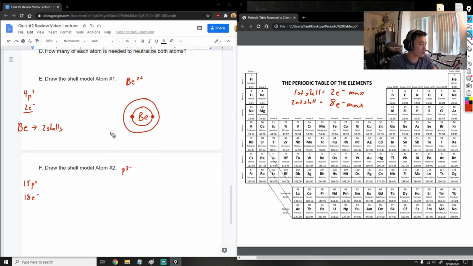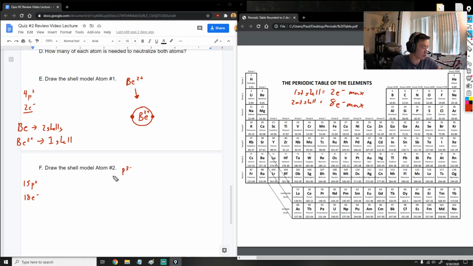Okay, but the problem is we ran out of electrons, and if you look at this second shell, it's completely empty. And if there's an empty shell, that shell does not exist. So we can just get rid of that second shell. And so this is going to be our shell model. So Be, I forgot to write the charge. Be2+. Be has 2 shells, but Be2+ only has 1 shell because that second shell disappeared.